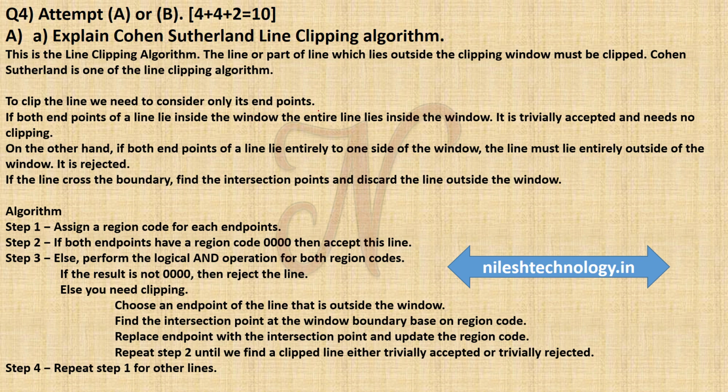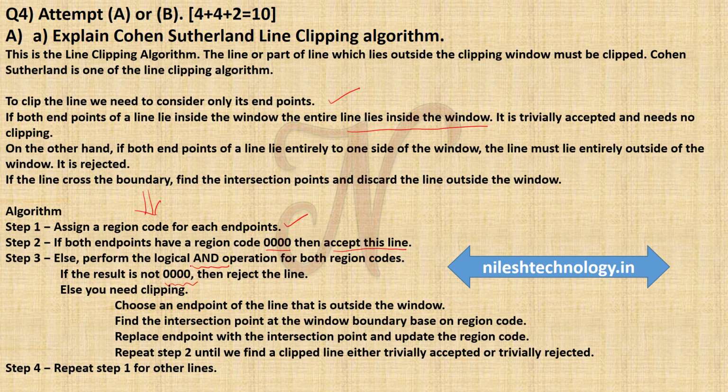To clip the line, we need to consider only its end points. If both end points of a line lie inside the window, the entire line lies inside this window. So it is trivially accepted and needs no clipping. So this is the algorithm. Assign a region code for each endpoint. If both endpoints have region code 0000, then we accept this line. Then perform the AND operation between the 2 points. If it is 0000, we accept the line. If it is not, then we reject the line.